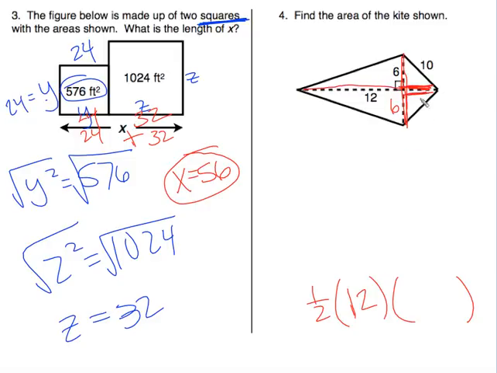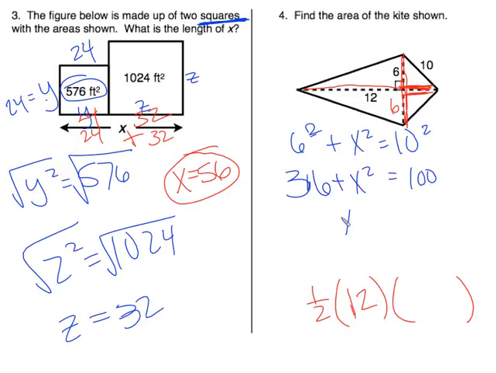To get this part, we have to do Pythagorean theorem. So let me switch colors. That's going to be 6 squared plus x squared equals 10 squared. So if I subtract 36, I get x squared equals 64. So x equals 8 after you take the square root.